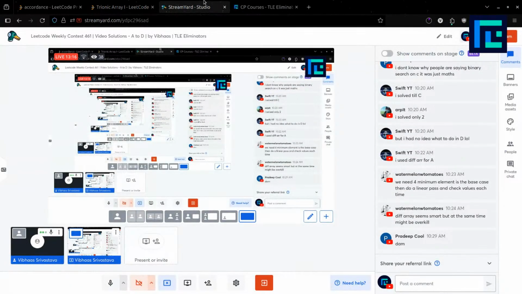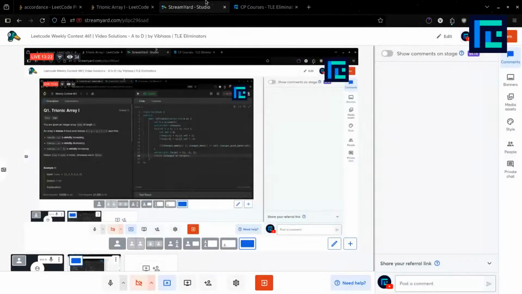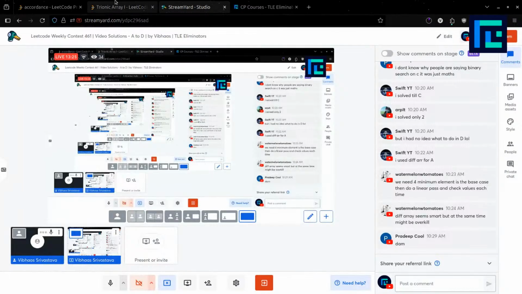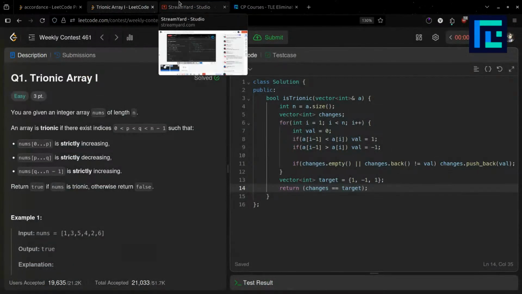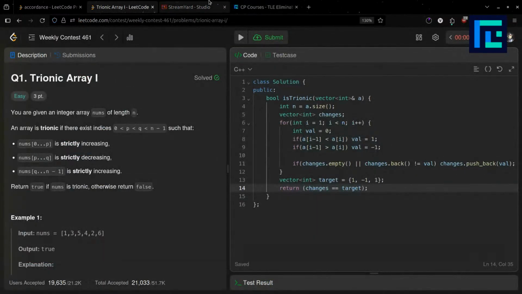Is this clear, guys? Simple solution, I would say. Yeah, any doubts? Or should we move on to problem B? Yeah, let's go on to problem B now.